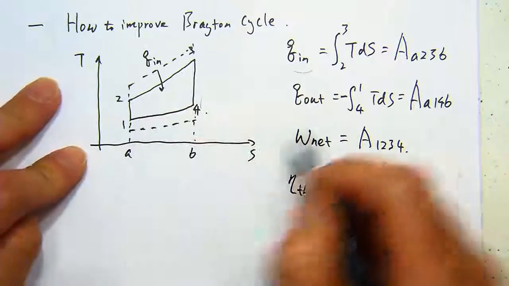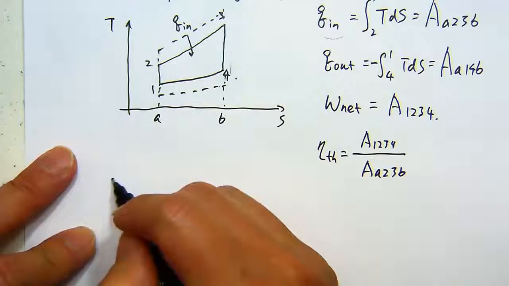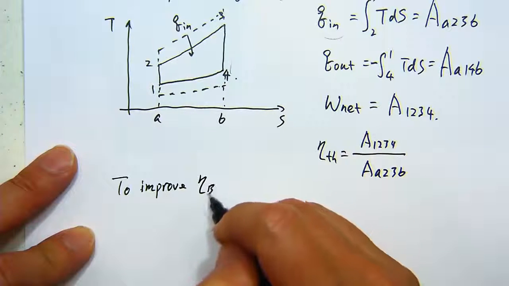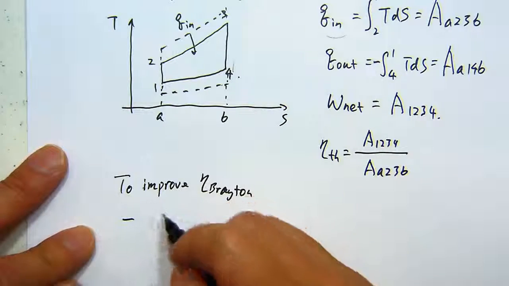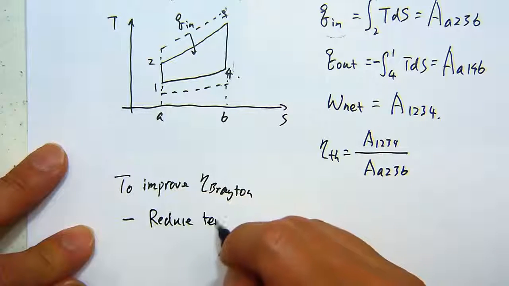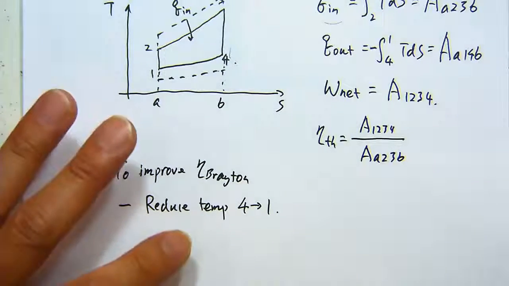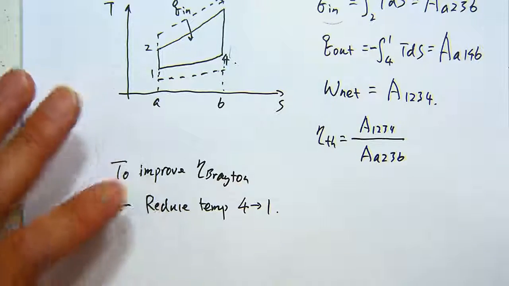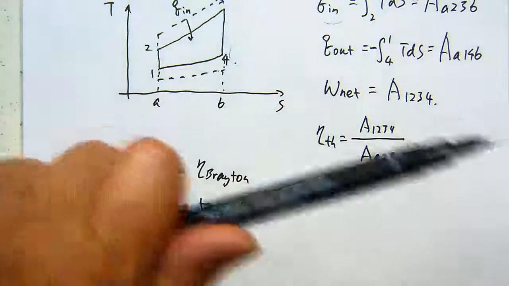So you can do 2 things. I should say, to improve efficiency, either reduce the temperature from 4 to 1, but this measure actually is not really practical. If I want to lower this lower curve, it's not really practical. Any idea on why?